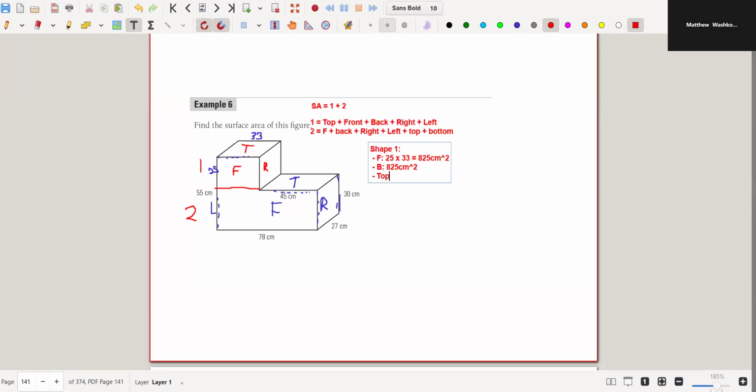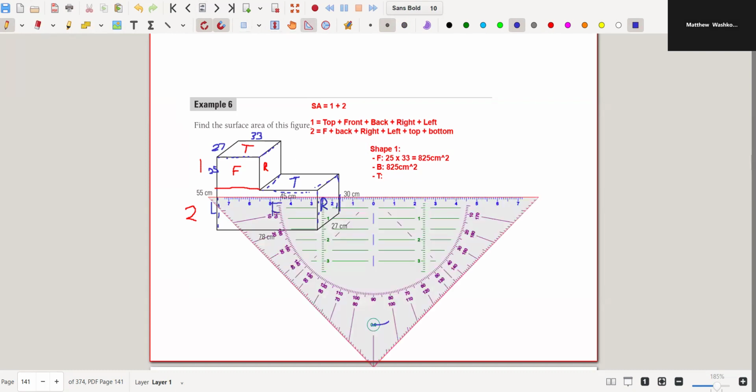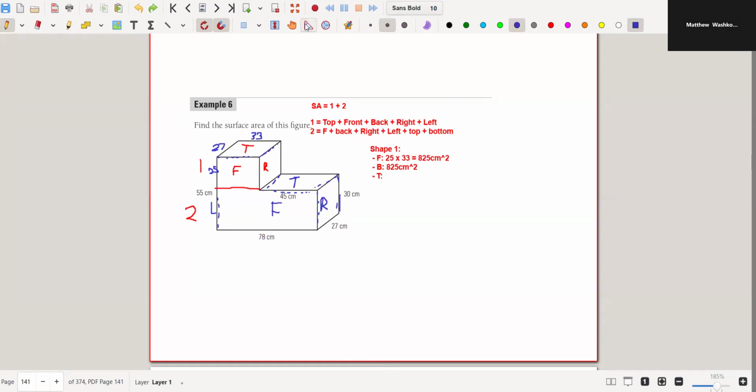So let's do the top. The top is 33 times, how long's this side? It's the same as this side, which is the same as this side, which is the same as 27. Do you see how I'm doing that? Now, if you struggle with that, you can literally take a ruler and you can just straighten it on this edge and then move it the same side. These are all parallel sides. But anyways, so the top here is 33 times 27.